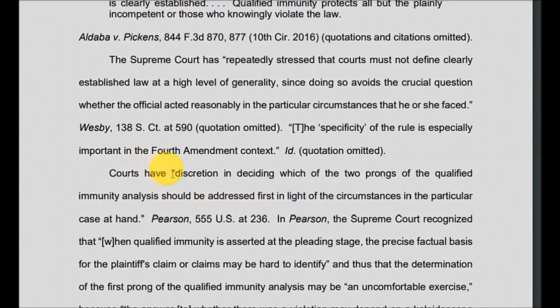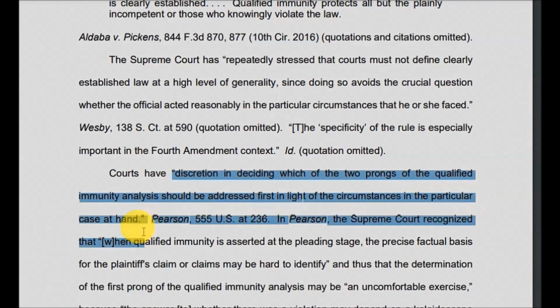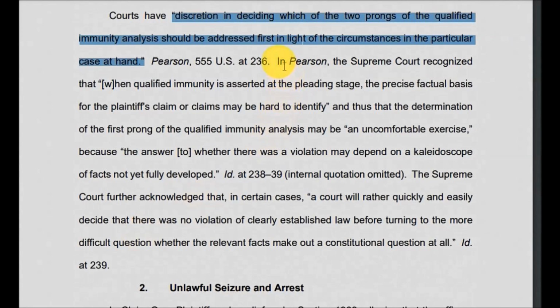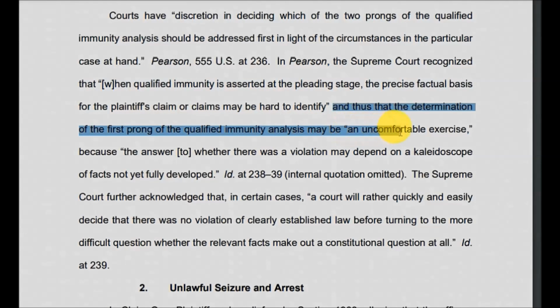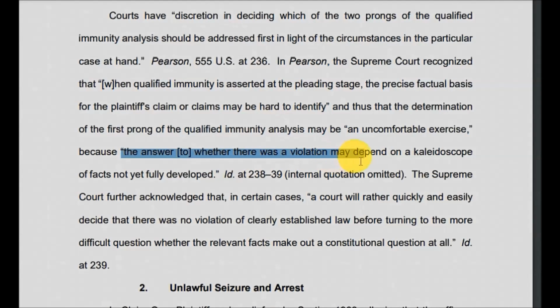Courts have, quote, discretion in deciding which of the two prongs of the qualified immunity analysis should be addressed first in light of the circumstances in the particular case at hand. In Pearson, the Supreme Court recognized that, quote, when qualified immunity is asserted at the pleading stage, the precise factual basis for plaintiff's claim or claims may be hard to identify, and thus the determination of the first prong of the qualified immunity analysis may be, quote, an uncomfortable exercise. Quote, the answer to whether there was a violation may depend on the kaleidoscope of facts not yet fully developed.